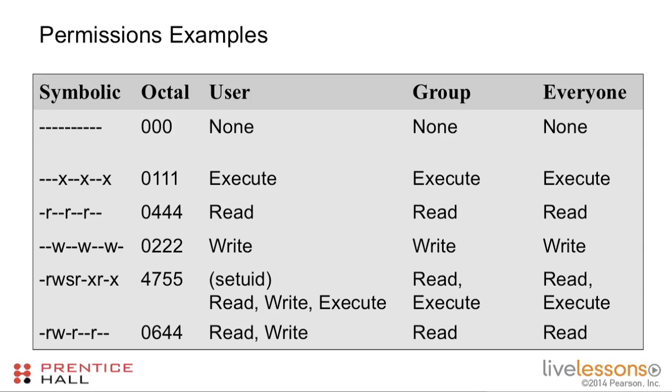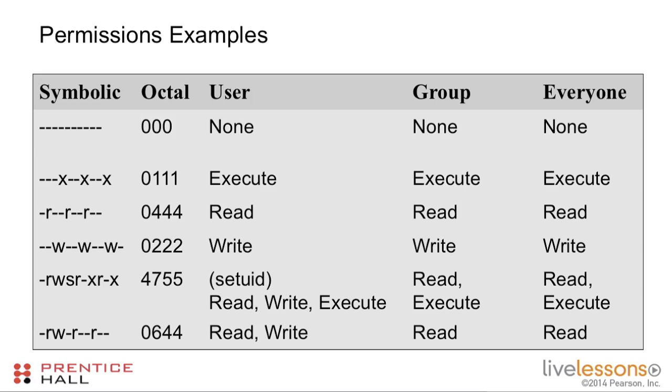The next example is 111. This is everybody has permission to execute on this file: the user, the group, and everyone. On 444, we show that everybody can read this file. If you're following along, you start at the left side with the user as a 4, the group is a 4, and everyone else is a 4. So that would be read, read, read. Writes would be 2s, and then we get into mixing some of them.